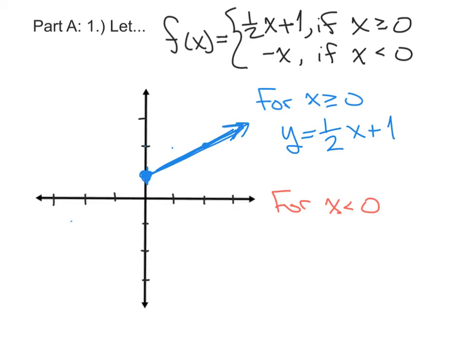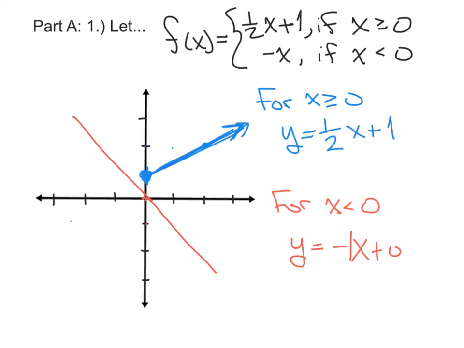For the second piece, that's defined as negative x when x is less than 0. So when x is less than 0, it's going to look like the line y equals negative x. Like I said, this is a line as well. It's negative 1x plus 0, so it has a y-intercept of 0 and a slope of negative 1, so down 1 over 1. And that means the line looks like this.